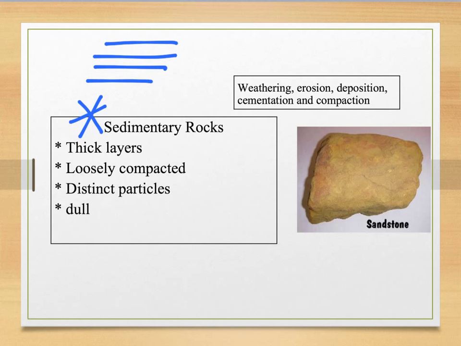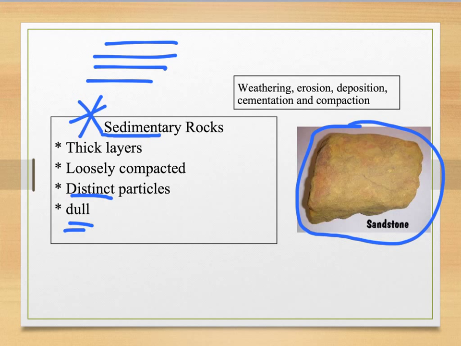It's loosely compacted because sedimentary rock, let's look at this, is made up of sediment. And sediment is things that are blown around or moved through water processes, things like that. Distinct particles means that as we look at the rock, we can see distinct pieces to it. And dull in appearance just simply means it's not something very shiny and pretty. If we look at this sandstone, it's very dull looking.